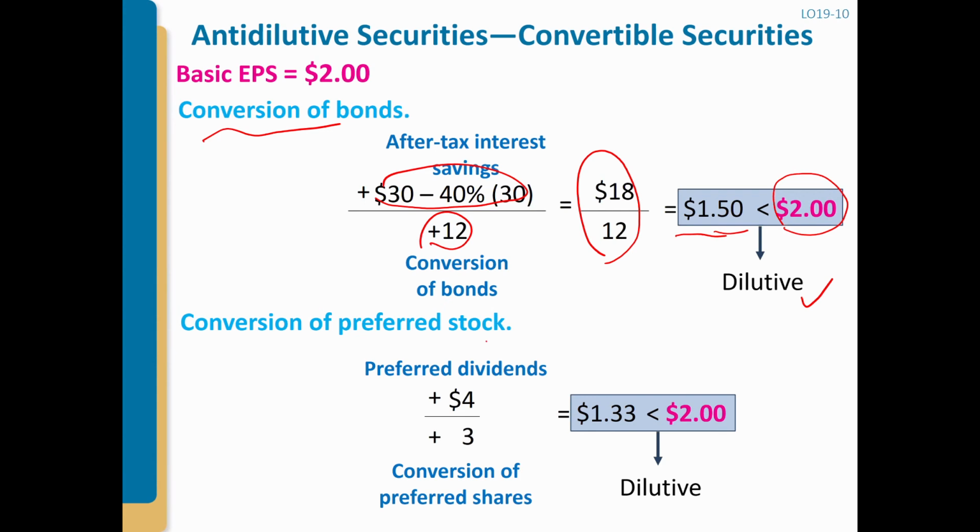Similarly for the preferred stock, remember, you add 3 to the bottom, and you also add the 4 to the top for the dividends. So 4 divided by 3, you got $1.33. This one is less than $2, so this is also dilutive. If this one is greater than $2, then that will be anti-dilutive. You don't want to consider that. We're going to ignore it if it is higher than the basic earnings per share.